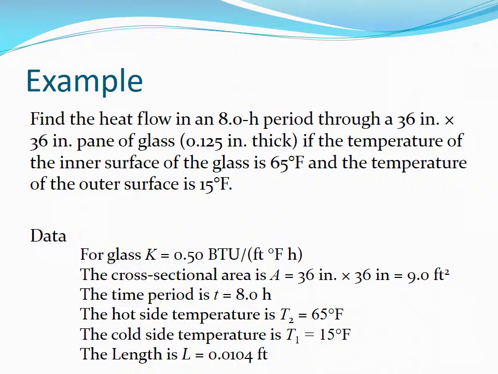The data are the thermal conductivity of glass, 0.5 BTU per foot degree Fahrenheit hour. The cross-sectional area is 9 square feet. The total time period is 8 hours. The hot side is 65 degrees Fahrenheit. The cold side is 15 degrees Fahrenheit. And the length or thickness is 0.0104 feet.